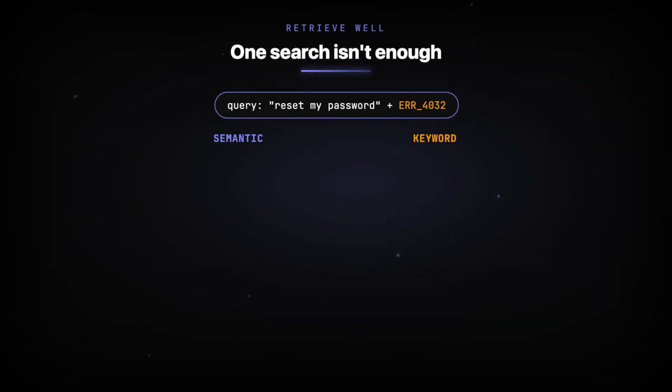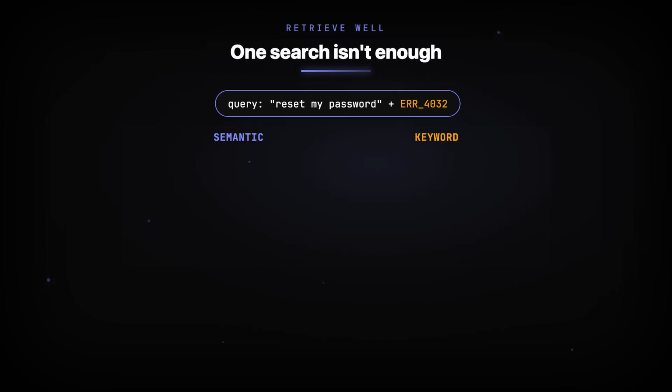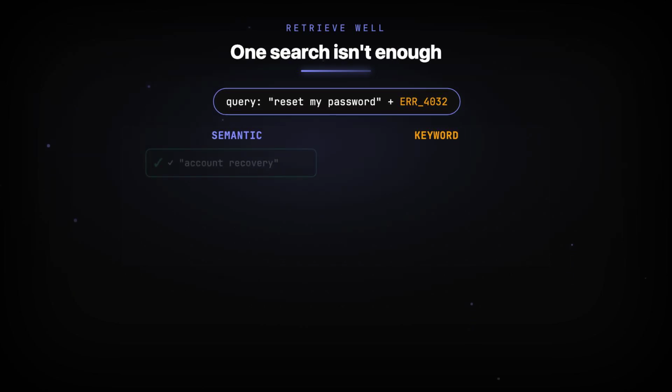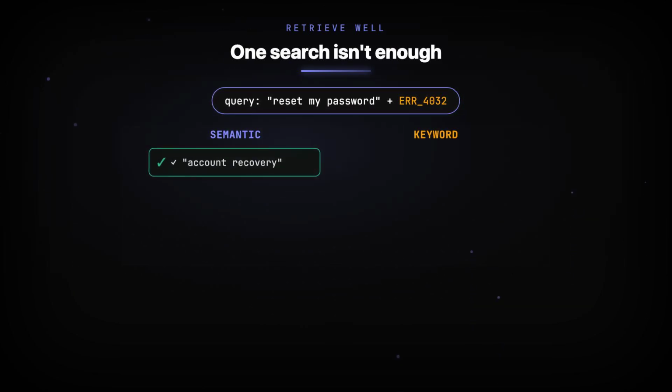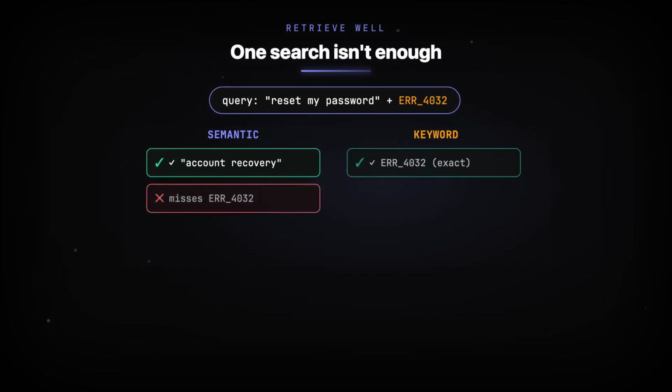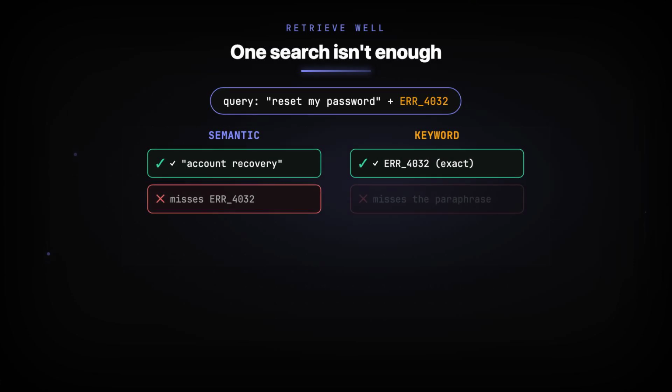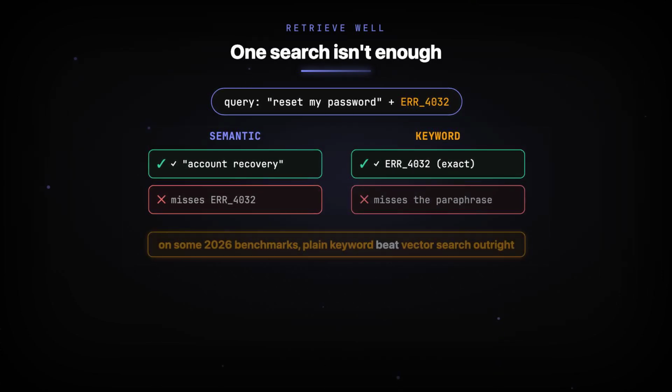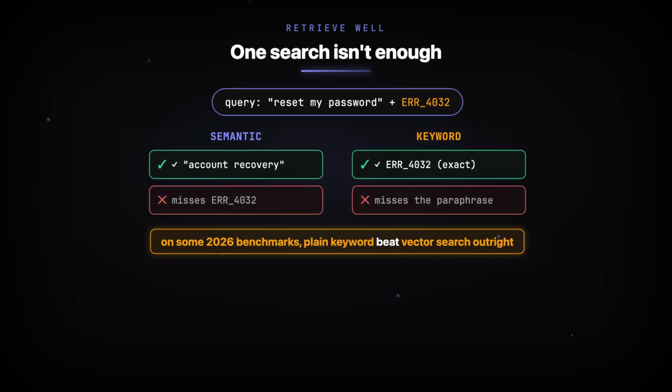With a solid index, the next question is the search itself. And there is a result here worth knowing. Semantic search is good at understanding what you mean. Ask, "how do I reset my password?" And it finds a doc titled "account recovery steps" with no matching words at all. That's powerful. But it has a blind spot: exact terms, error codes, product IDs, a function name. The meaning matching blurs those out, and on some 2026 benchmarks, plain keyword search actually beat vector search outright.